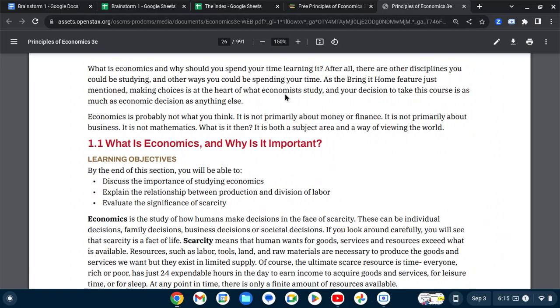Economics is probably not what you think. It is not primarily about money or finance. It is not primarily about business. It is not mathematics. What is it then? It is both a subject area and a way of viewing the world.